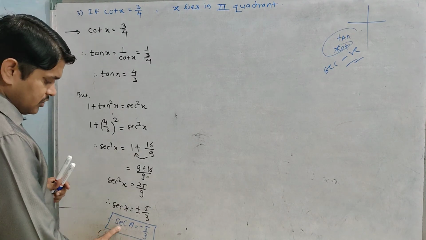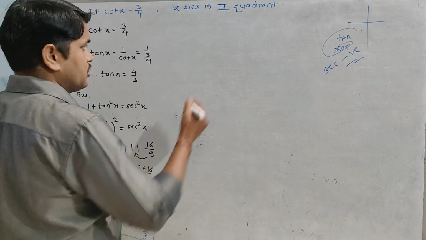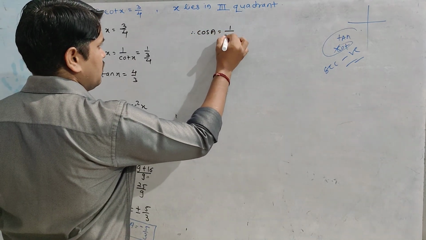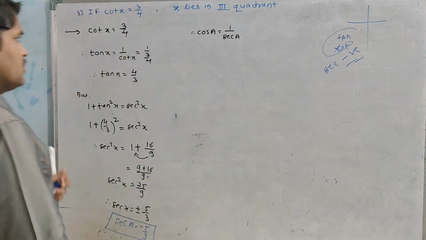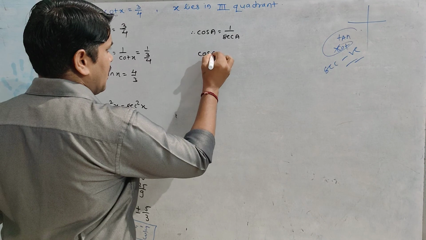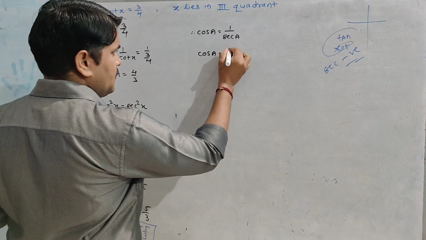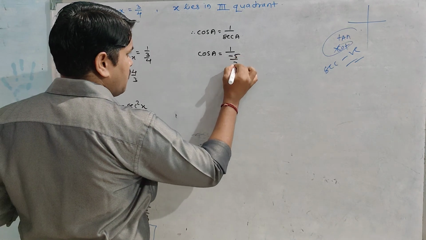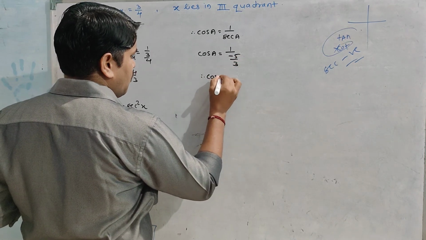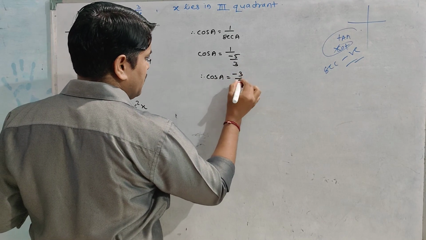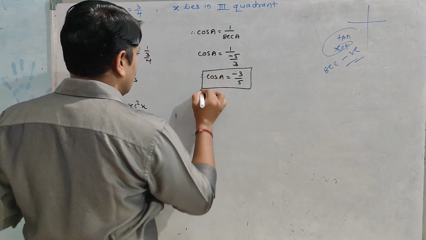Okay. Now from this sec we can find cos. So we get cos A. Cos A is 1 upon sec A. So cos A, which is equal to 1 upon sec A, is 1 upon minus 5 upon 3. So we get cos A equal to this, with 3 shifted up and the minus retained, so we get minus 3 upon 5.